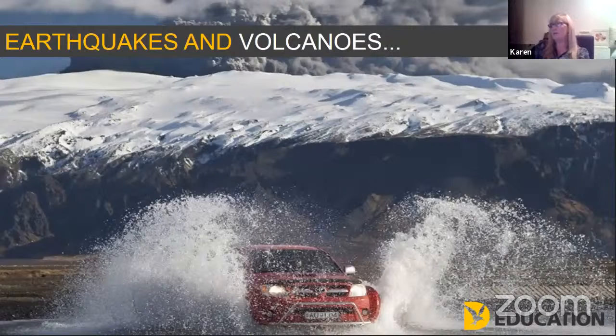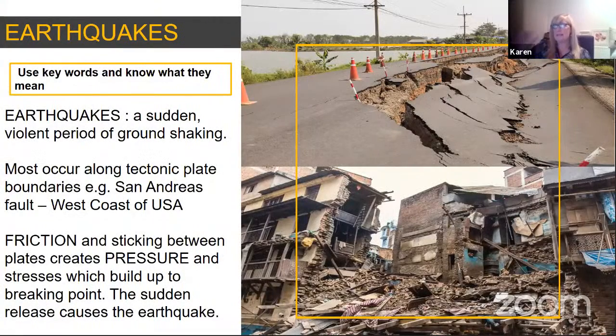So let's move on now to earthquakes and volcanoes. It's important to know, define and understand exactly what an earthquake and what a volcano is. An earthquake is a sudden violent period of ground shaking. Most occur along tectonic plate boundaries, for example, the San Andreas Fault on the west coast of USA. Notice here that we are thinking like geographers. We're giving examples, we're using keywords, and we're showing all the information that we have. Friction and sticking between plates creates pressure and stresses which build up to breaking point, and the sudden release of that pressure and stress causes the earthquake.